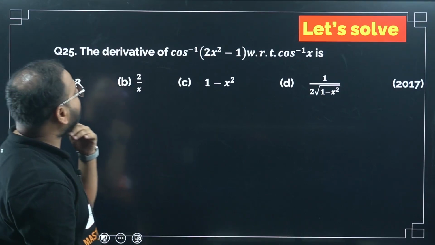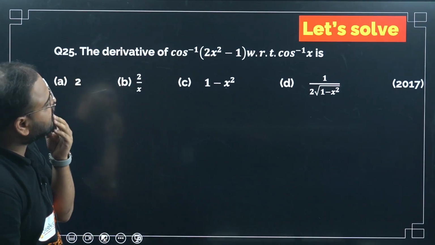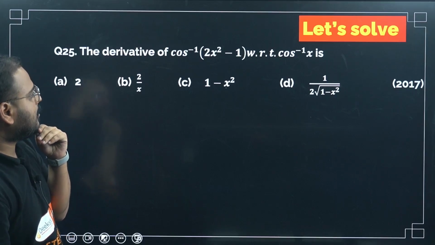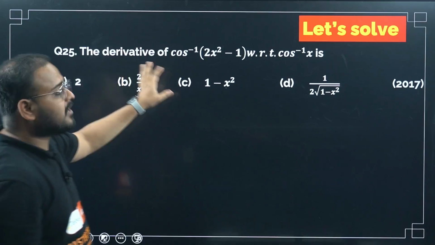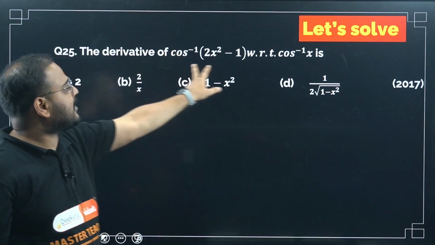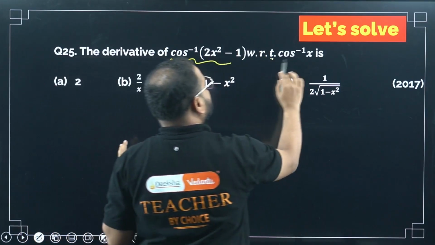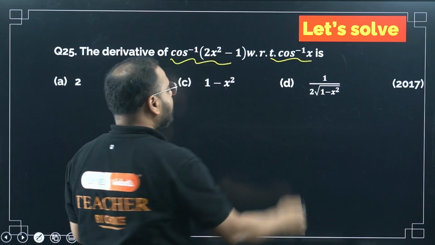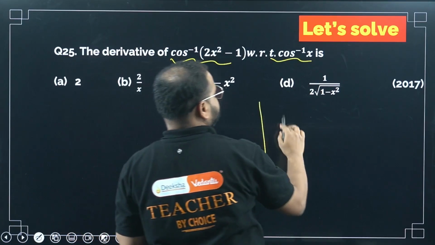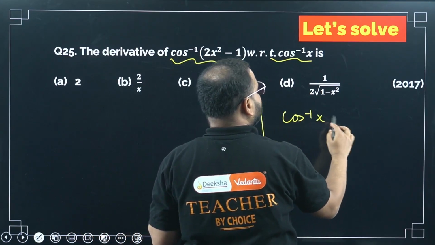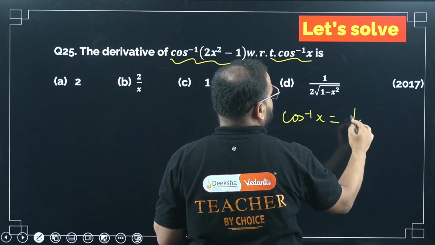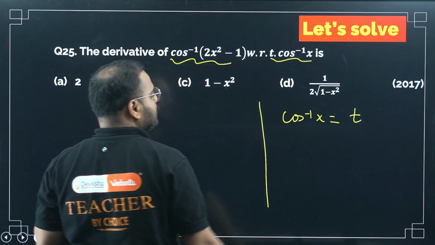The derivative of cos inverse of 2x square minus 1 with respect to cos inverse of x. Acha. Okay, this is the parametric form. Differentiate this function with respect to this function. Take this cos inverse of x. I can take it as, let's say, t. Okay. What is going to be?